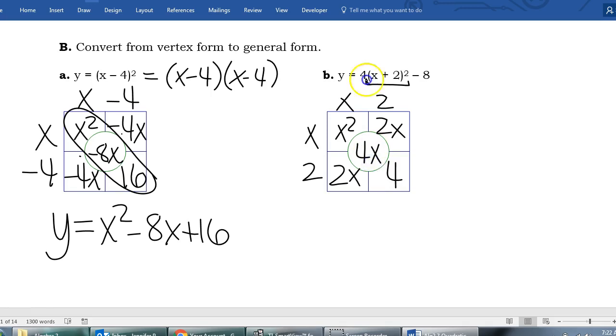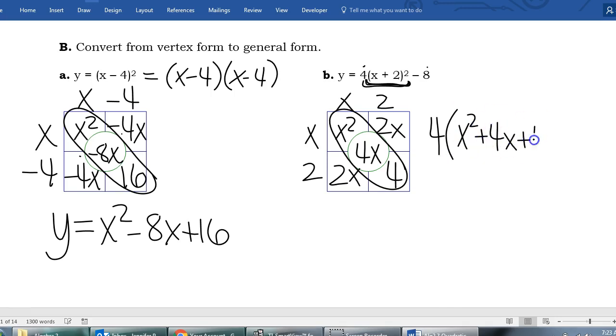And we are replacing this piece with what's along our diagonal. But the 4 is still at the front, and the minus 8 is still at the back. So I'm going to keep my 4, and then I'm going to put my general form from my box in parentheses, replacing that, and I'm going to do the minus 8 at the end. Now we need to actually distribute, and then we'll have to combine like terms.